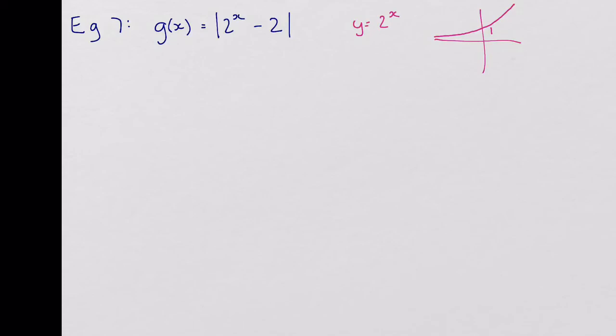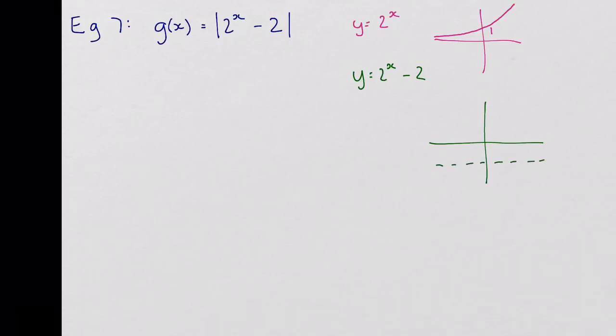It goes through positive 1. And then now in green, if I look at what the graph of y equals 2 to the x minus 2 looks like, it would mean that the whole graph would shift down 2 units. So the asymptote, which was originally at y equals 0, will now move to y equals negative 2.